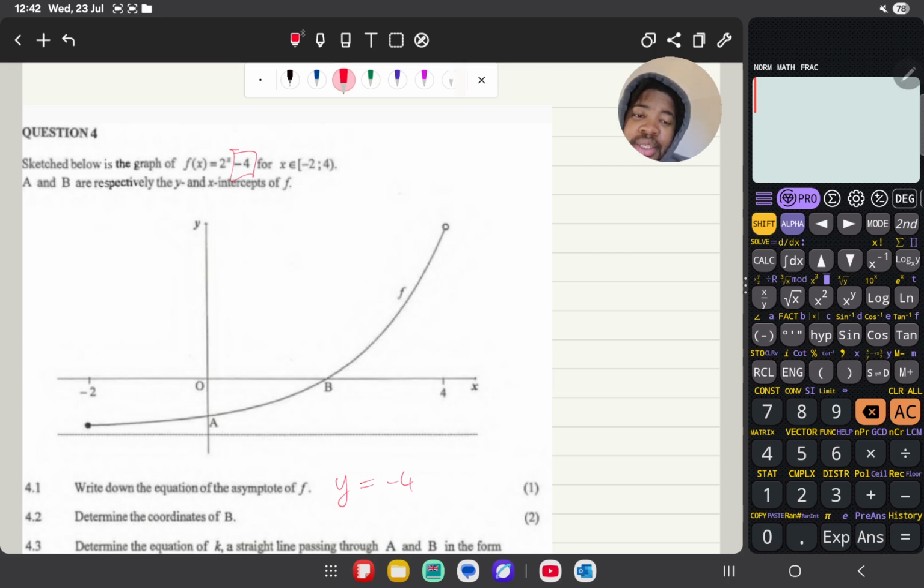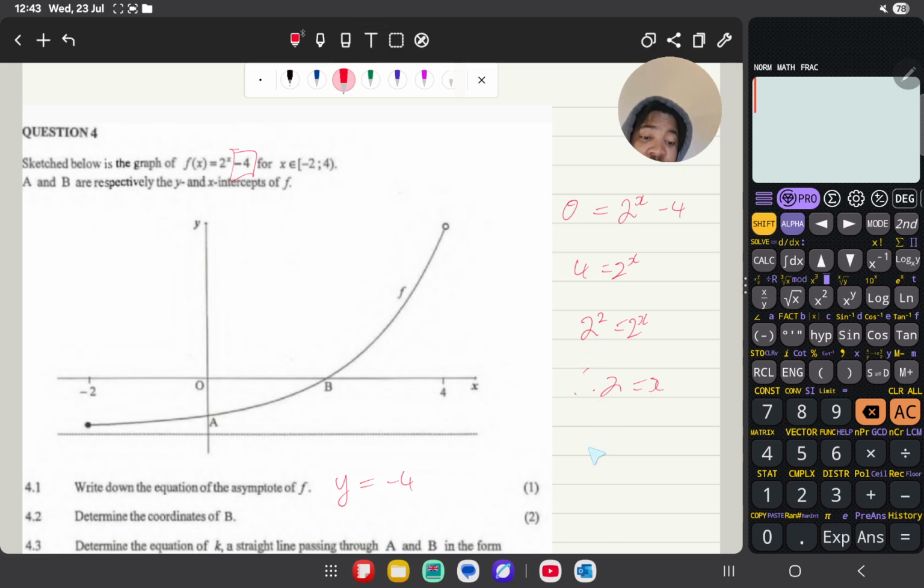b is the x-intercept where y equals 0. So to do that, you would say y equals 0. So you have 2 to the power of x minus 4, so you have 4 equals 2^x. Here you won't even have to use log. I mean, you can, right? But you can just say 2 squared equals 2^x. So the bases are the same. Therefore, 2 must equal x, right?